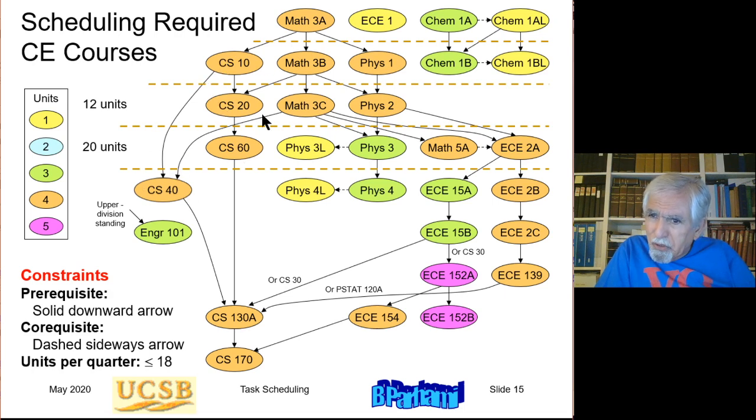So these arrows should always go downwards. They can't go upward. There are sometimes co-requisites when the arrows can go sideways. But other than those co-requisites, the arrows should always go downward. Okay, so there's an example of a scheduling problem. Scheduling courses for different quarters of a student's studies at UCSB.